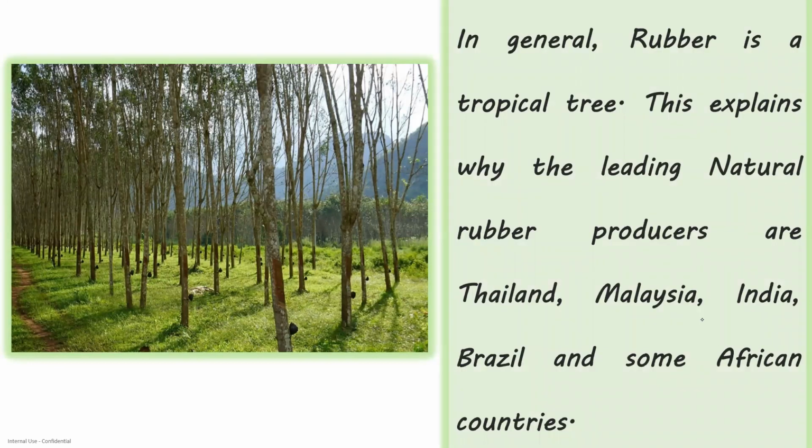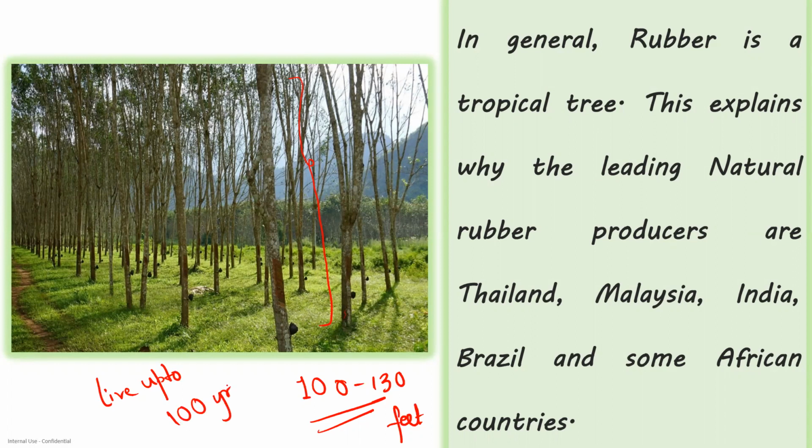In general, rubber is a tropical tree. Tropical tree means what? It grows in the tropics, in tropical countries. Rubber tree grows to a height of 100 to 130 feet. You can imagine how tall they are by seeing these pictures. See here, you can get an estimation of their height. It can be 100 to 130 feet. Pretty tall, right? And they live up to 100 years.